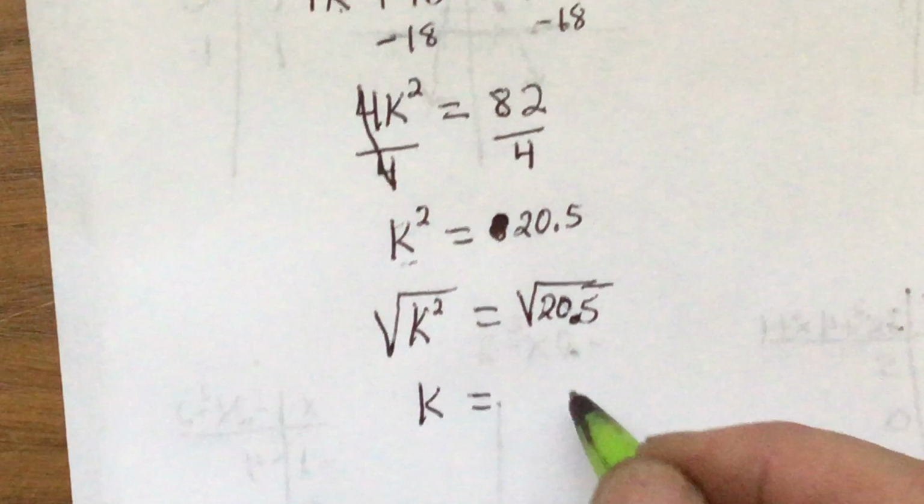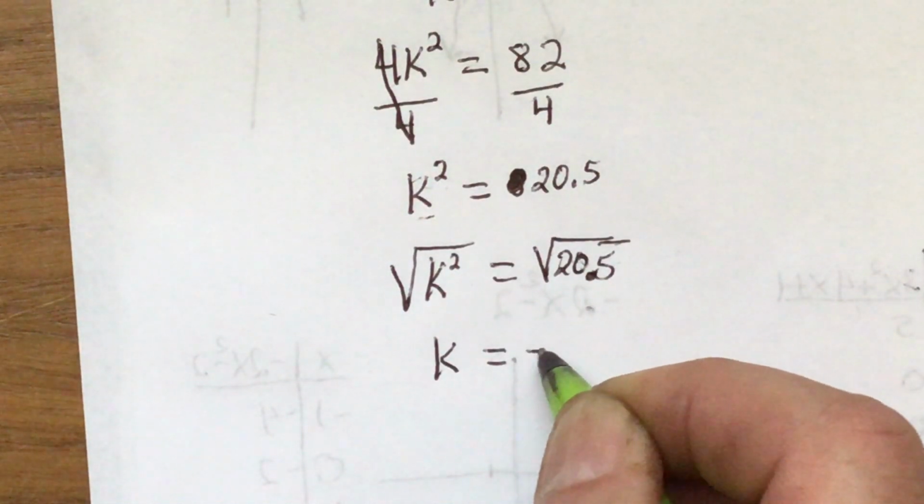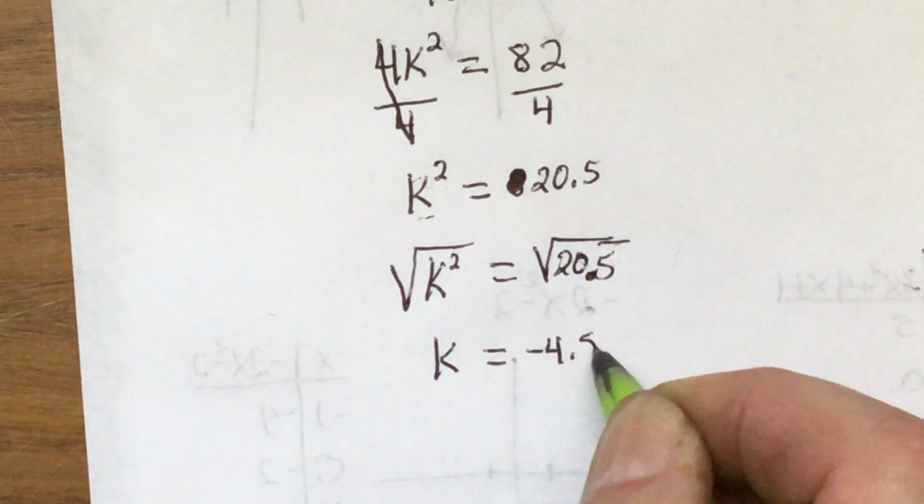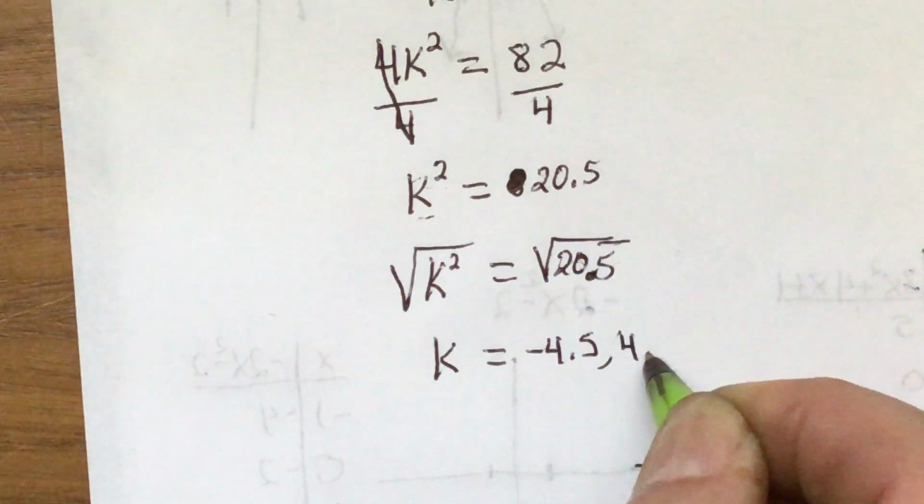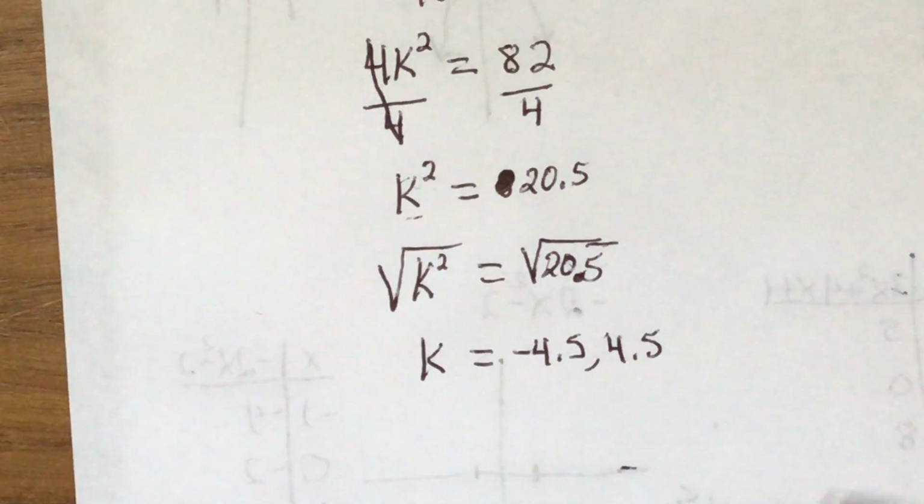It only tells me the positive one. I have to remember to write down the negative one. So 4.5 negative and 4.5 positive. Bada boom, bada bing. That's done.